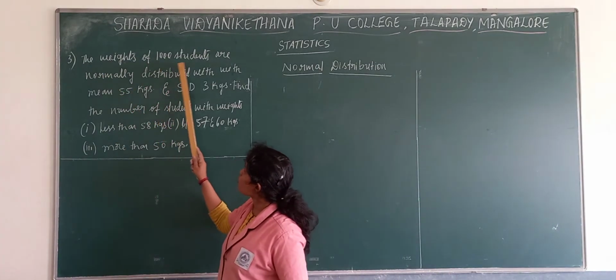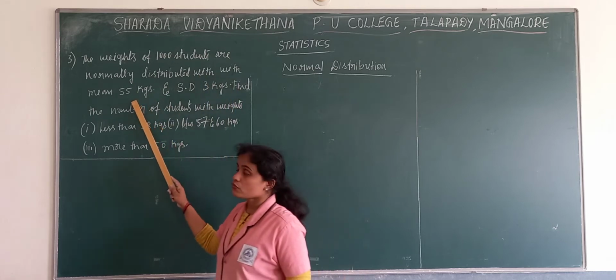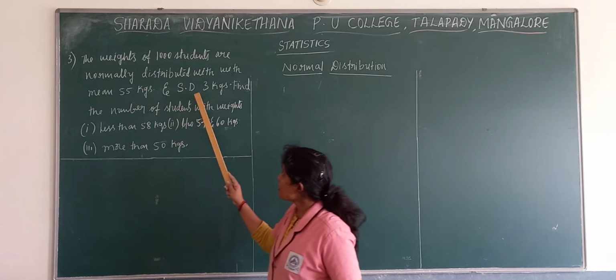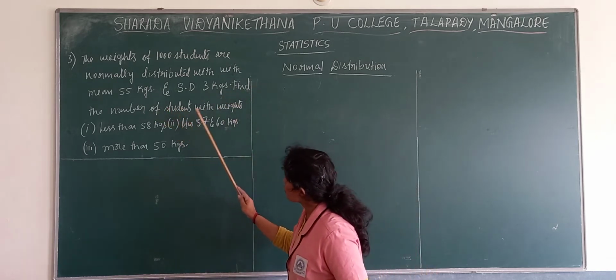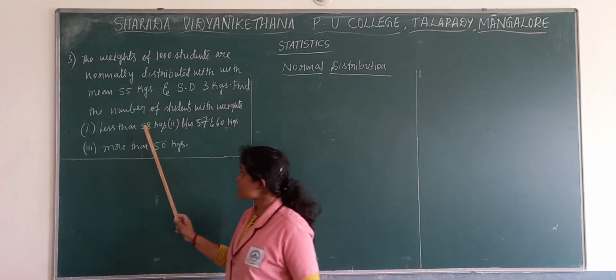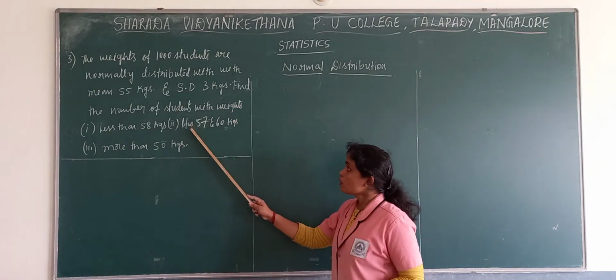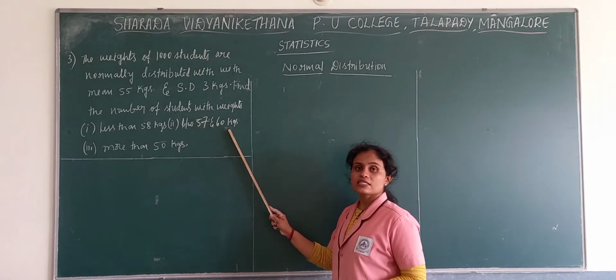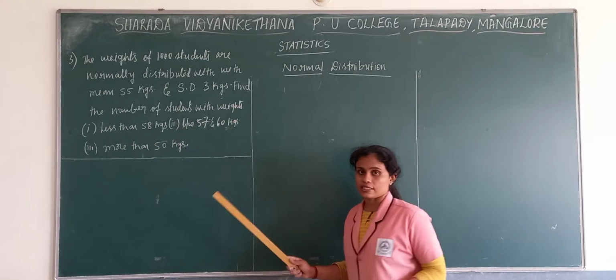The weights of 1000 students are normally distributed with mean 55 kgs and standard deviation 3 kgs. Find the number of students with weights less than 58 kgs. First question. Then second question, between 57 and 60 kgs. And third question, more than 50 kgs.